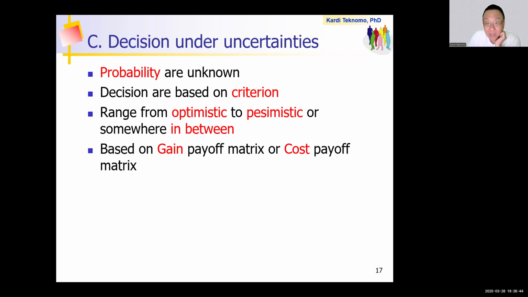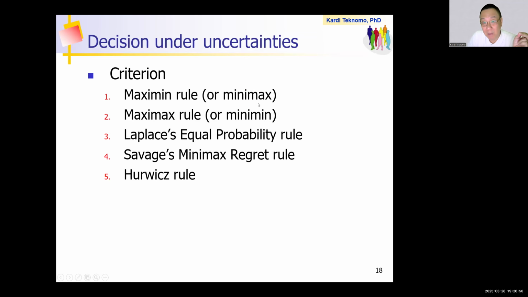Okay, so what are the criteria? These are the criteria that have been proposed. You can use the maximin rule or minimax, or you can use the maximax rule or minimin. This is pessimistic or conservative. This is optimistic. Or you can use the Laplace equal probability rule, which is based on the average. Or you can use the minimax regret rule based on the proposal of Savage. Or you can have these two together in one rule called the Hurwitz rule.